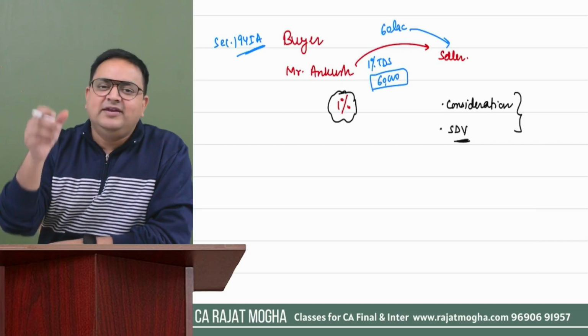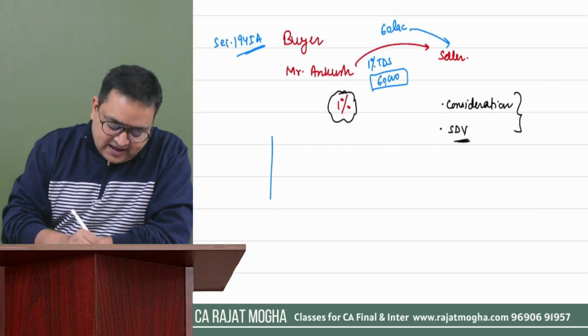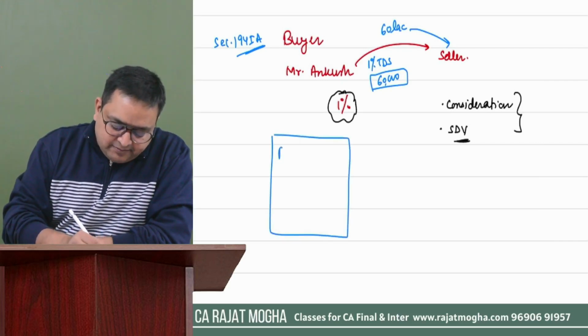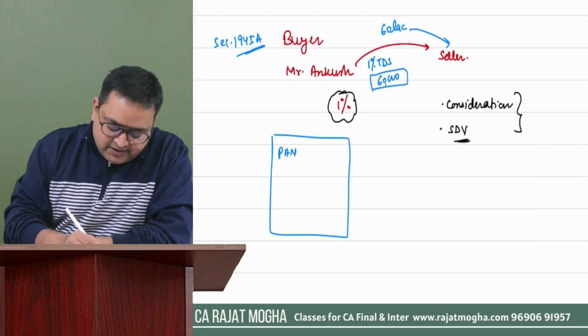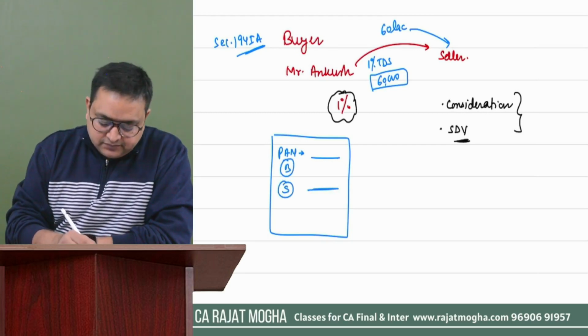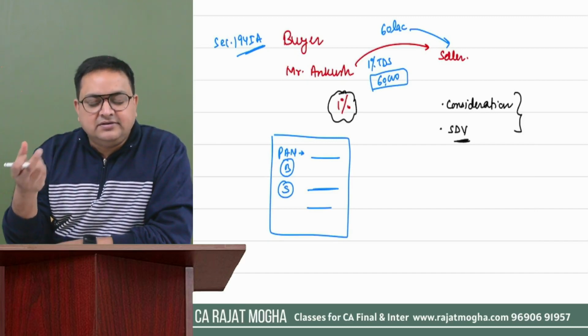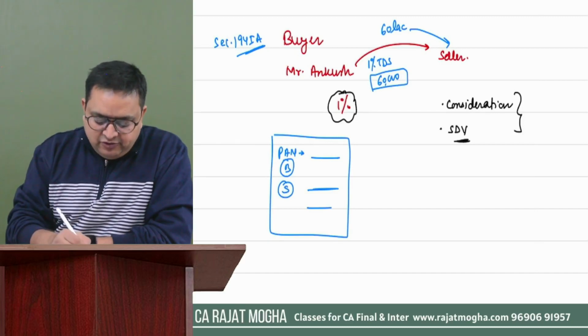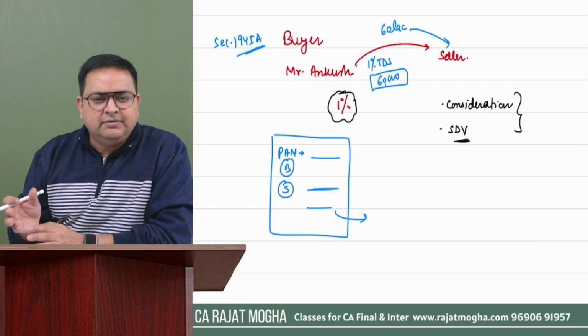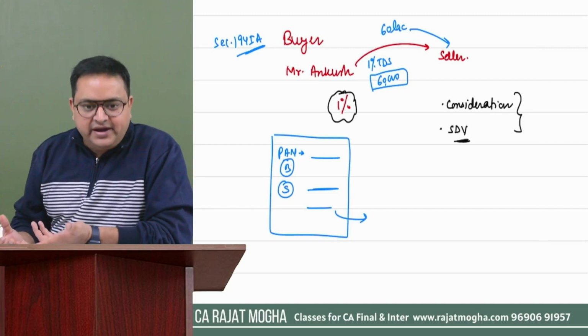He has to fill a very small form where this person has to mention the PAN number of the buyer, the buyer's PAN number, and the seller's PAN number. He has to mention the consideration amount which he is paying, and simply pay the amount, the same as an online payment, right?